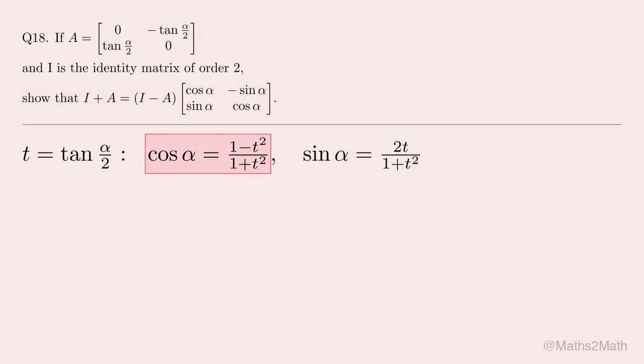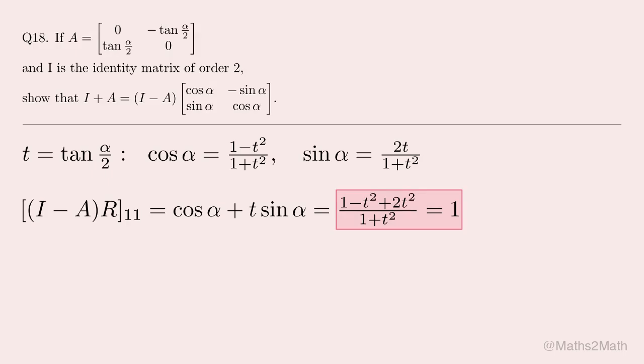Cosine alpha is 1 minus t squared over 1 plus t squared, and sine alpha is 2t over 1 plus t squared. The right side is I minus A times the rotation. Multiply. The top left entry is cosine alpha plus t sine alpha. Substitute, and it collapses to 1.